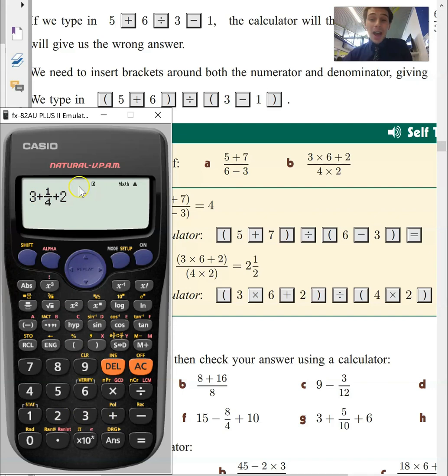We can actually figure that out before the answer. 3 plus 2 is 5. 5 plus 1/4 is 5 1/4. If I press equals, it'll give my answer as an improper fraction.